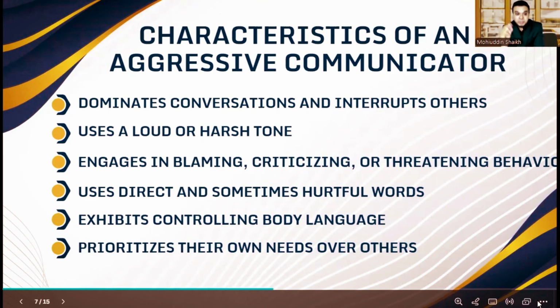An aggressive communicator dominates conversations and interrupts others. Uses a loud and harsh tone. Engages in blaming, criticizing, or threatening behavior. Uses direct and sometimes hurtful words. Exhibits controlling body language. Prioritizes their own needs over others. If you have these characteristics in you, it means you are an aggressive communicator.